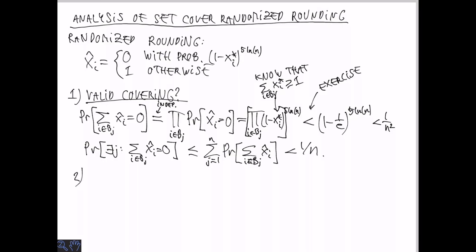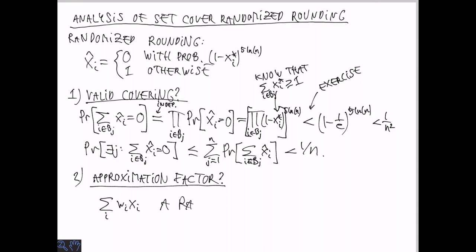Next, we need to consider the approximation factor. So what can we actually say about the weight of the chosen set cover? So the sum of wi xi hat. But of course, this is a random variable. So all we can hope to do is bound, say, the expectation. So let's try to analyze the expectation.